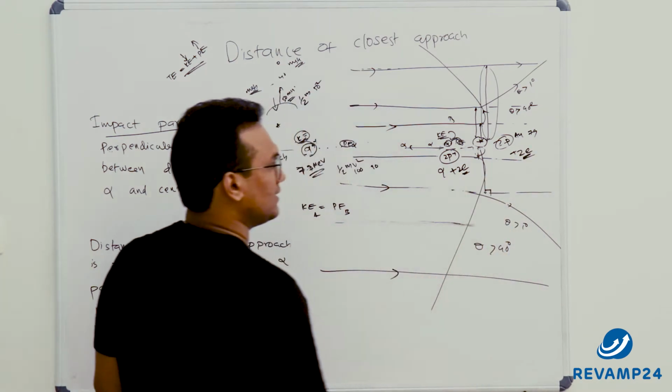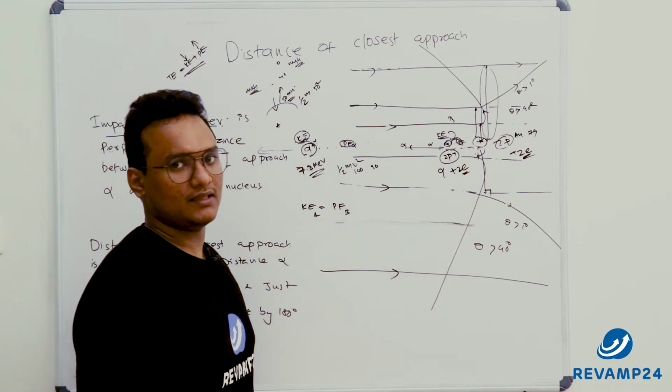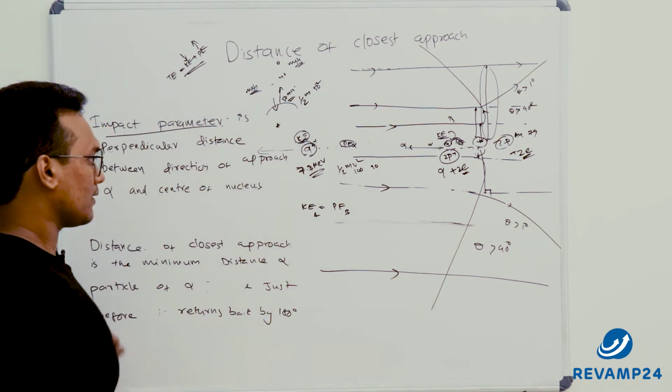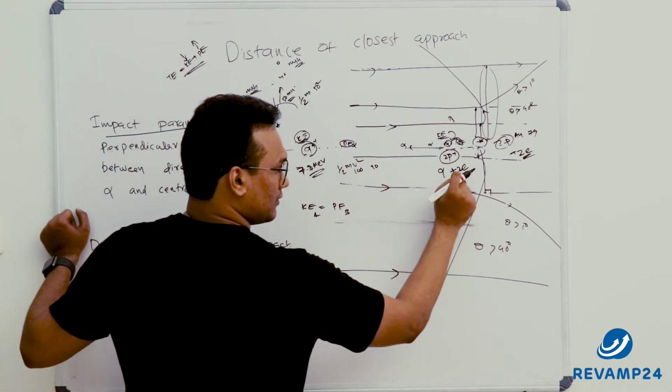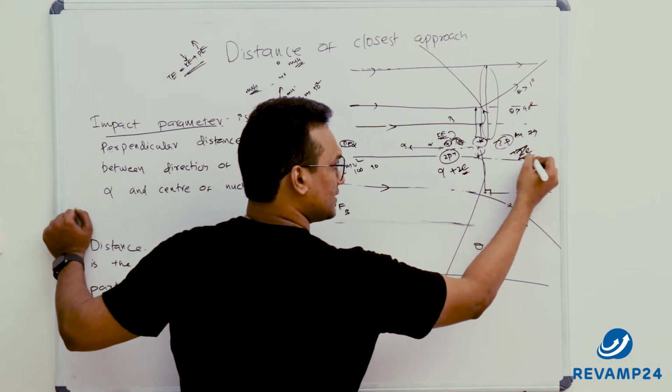So plus E is nothing but charge of a proton. Here it is 2 into plus E. Here it is Z into plus E. Okay. So plus 2E approaches plus ZE.